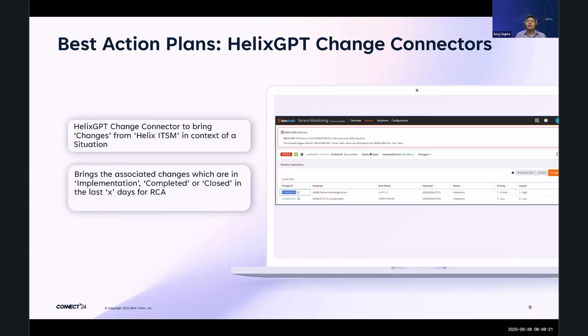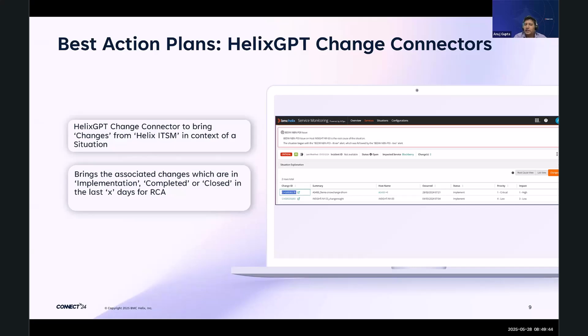Next piece is on the changes side. Just like we are doing with the incidents, we have these smart agents created on our platform to bring in the contextual changes data also from our Helix ITSM. Earlier, we were just showing those changes in the context of the situation to say that, hey, this change may have potentially caused a problem.